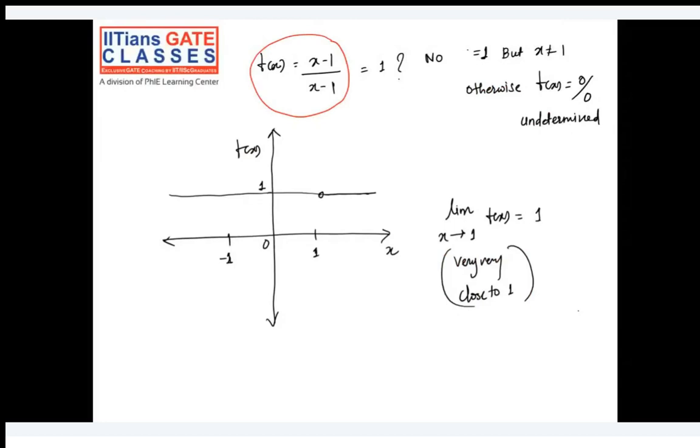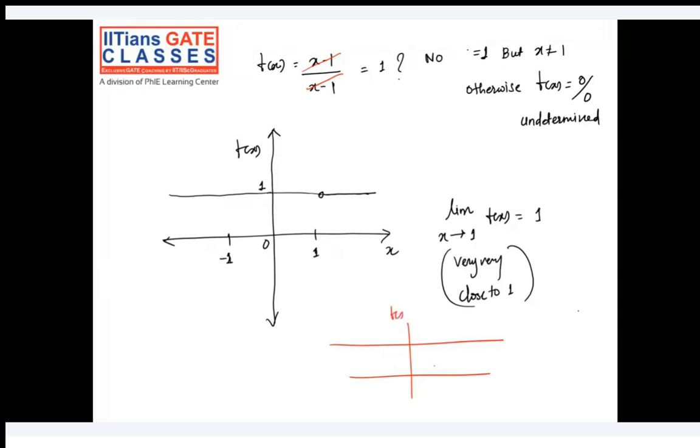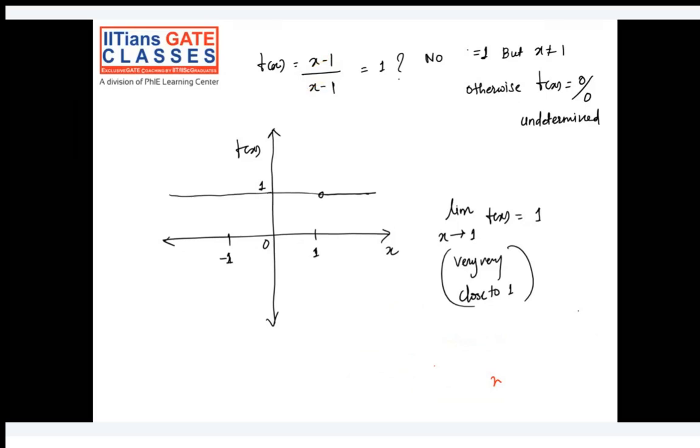Someone will say that I will cancel x minus 1, x minus 1, and f of x equal to 1, and f of x equal to 1 will be this graph, right? This is f of x, and this is x, and this is 1, like this. But that is not the case. Here x is a variable, right? x can take any value, let's say 0, 1, 2, 3, 4, and so on. So when x is equal to 1, what will happen? This is 0 by 0 form. f of x will become 0 by 0, right? And 0 by 0 is an indeterminate form. You cannot find the value of it, right?